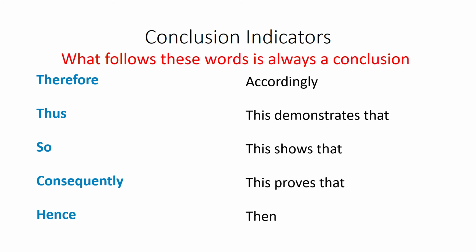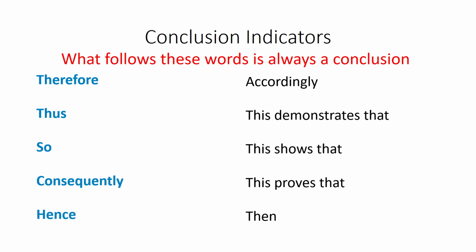And think about this shows that and this proves that. They're easy to remember as conclusion indicators because what follows them is the point. It's the main claim. It's the argument. If I say, I've got a lot of money, this shows that I'm rich. I'm rich is the argument. Or, I've got the best points on my basketball team. This proves that I'm the best player. That is the main point. That's the argument. So these are conclusion indicators.